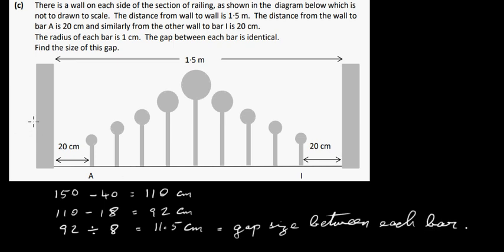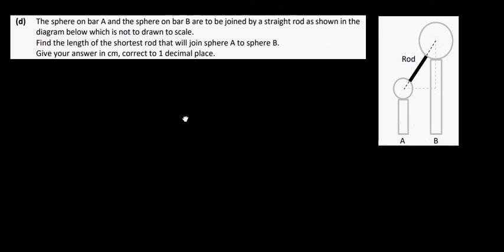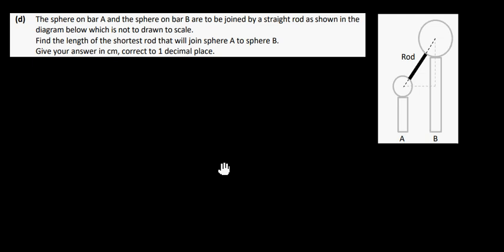Okay, so that's it for C. Okay, last part then, let's have a look at D. Now we have the sphere on bar A and the sphere on bar B are to be joined by a straight rod as shown.